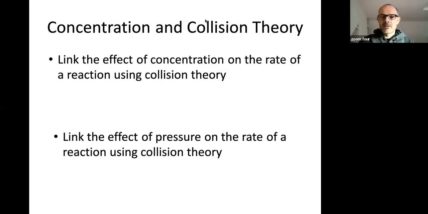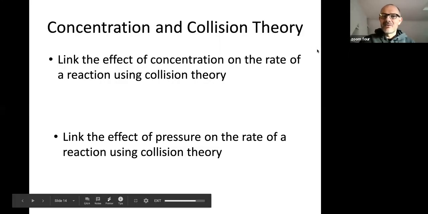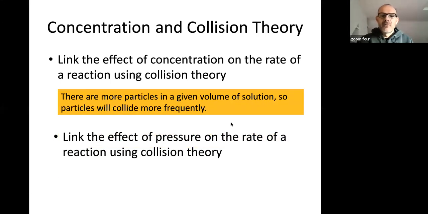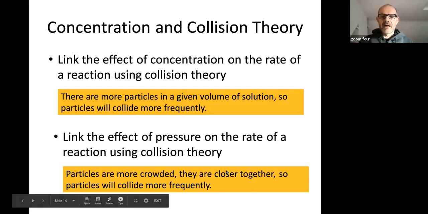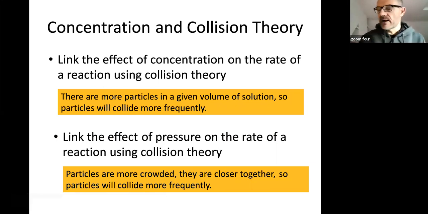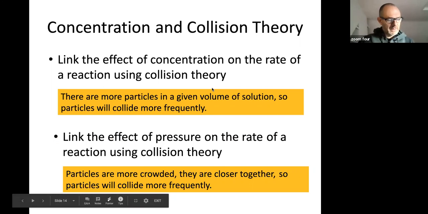So hopefully here you're seeing a bit of a theme, that the answer most of the time when we're talking about rate of reaction and the collision theory is they collide more often and therefore the reaction goes forwards faster. So let's have a little look here. There are more particles in a given volume, so they collide more frequently. That means the reaction happens faster. Particles are more crowded, they're closer together, so they collide more frequently and the reaction happens faster. So that's the collision theory. There is one other thing, and I'm going to have a little look at that in just a second. No, I'm not. Let's talk about that first before I ask.